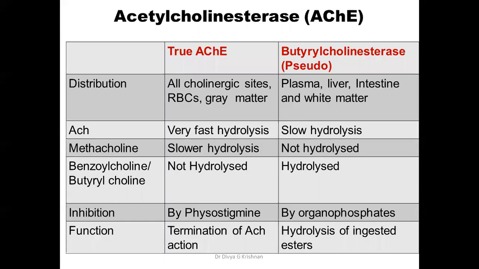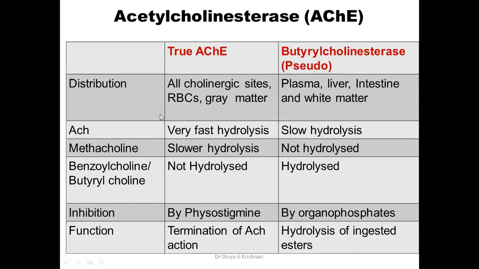Now we have to see there are two types of cholinesterase. One is called the true cholinesterase, and the other one is called the butyrylcholinesterase or the pseudocholinesterase. So we shall see what is the difference between these types of cholinesterase enzymes. You can see here the distribution. The true cholinesterase is present in all the cholinergic sites, in RBCs and gray matter. On the other hand, the pseudocholinesterase is present in plasma, in the liver, intestine, and in the white matter.